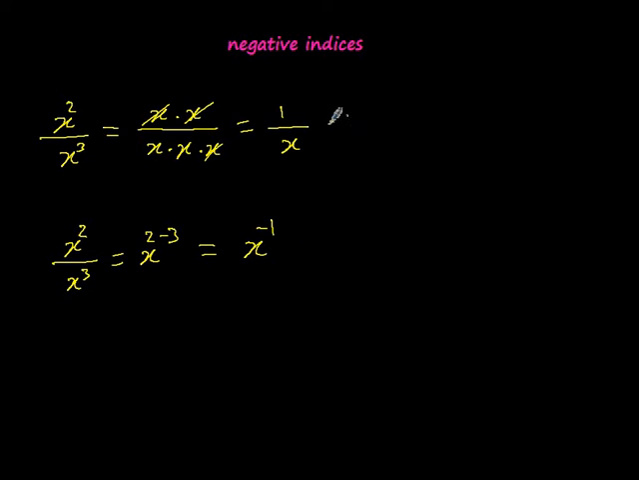And from this example we can identify that x to the power of -1 simply equals 1 over x. So it will be our today's lesson. That means x to the power of -1 simply equals 1 over x.